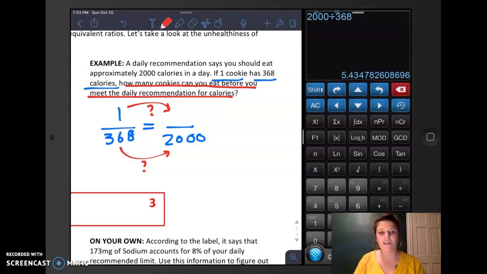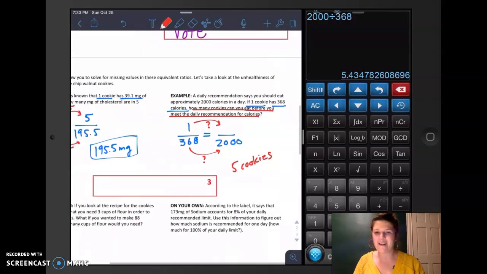But I think it's safe to say that you should stop at 5 cookies and that's all you can eat for the whole day. Which I think I'd be pretty disappointed if all I ate for the whole day was 5 cookies. Maybe some of you would be happy with that, but I know I like to eat more than just cookies in a day.